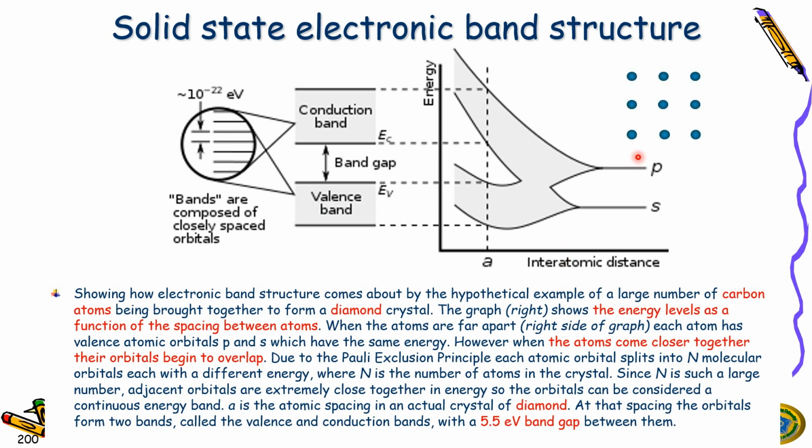Right. So this is the description of the solid state electron band structures. As you can see, if you have a single p orbital and s orbital, the atoms are very far away from each other, so there is no interaction. But once atoms get closer, the bands will overlap. So sometimes you have a valence band and conduction band like this, because this is solid, this is gas.